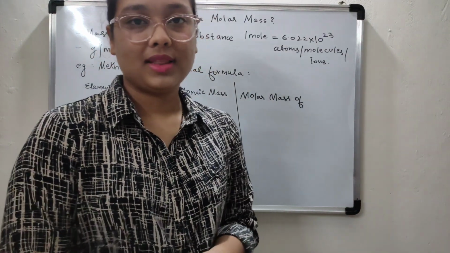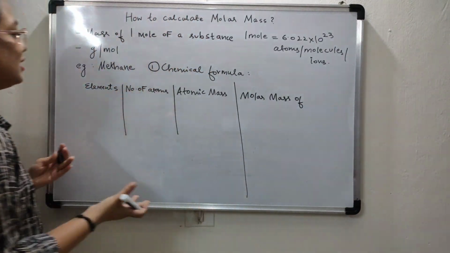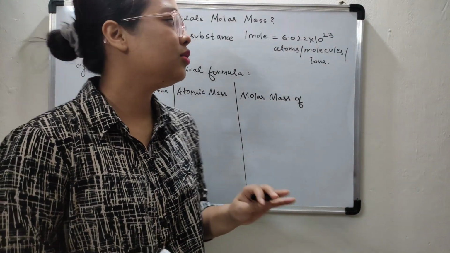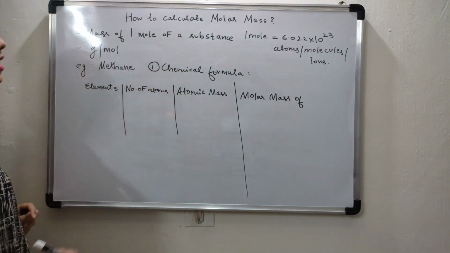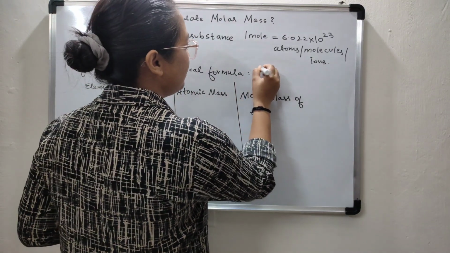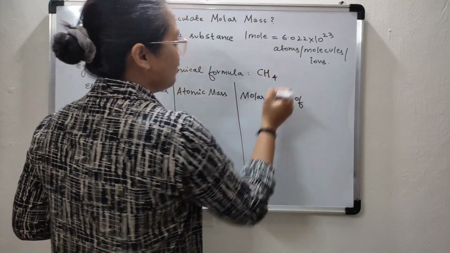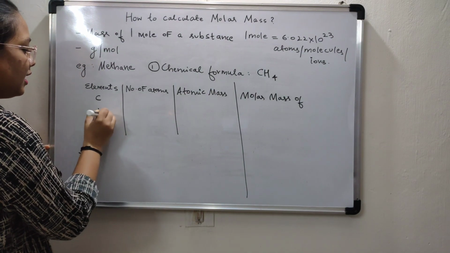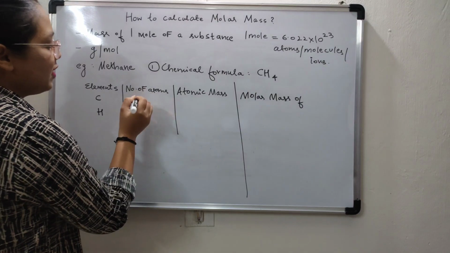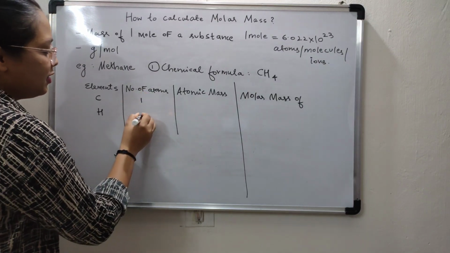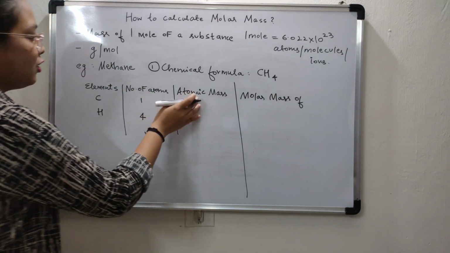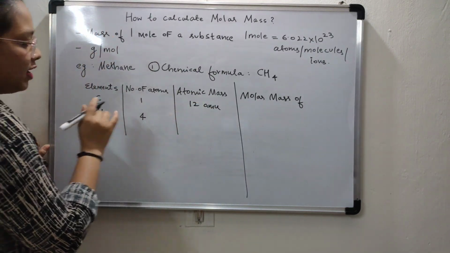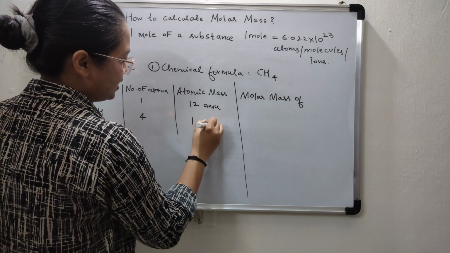Now since you all got the method, let us apply the same on another example, that is methane. A pretty simple compound in order to do your calculations. Methane is a hydrocarbon, and its chemical formula is CH4. Identify the elements: I have carbon and hydrogen. Number of atoms of carbon is 1, number of atoms of hydrogen is 4. Atomic mass of carbon is 12 atomic mass unit, and that of hydrogen is 1 atomic mass unit.